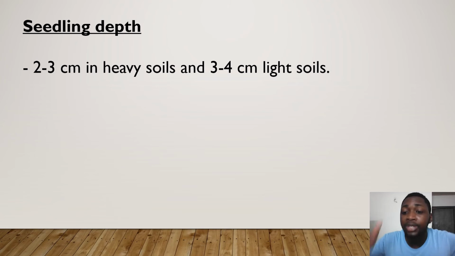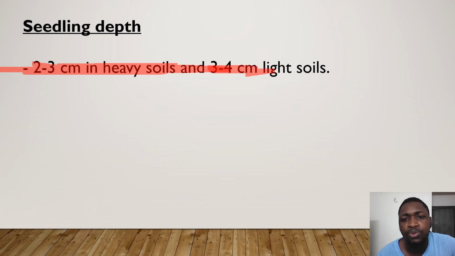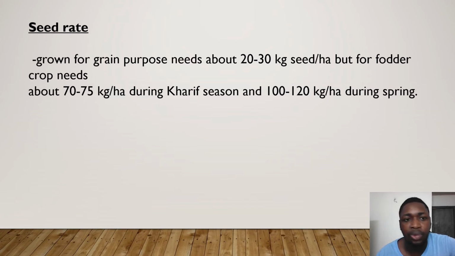So this is how deep we should put the soybean seed in the soil. 2 to 3 centimeters in heavy soils. Then it differs because we have heavy soils and we also have light soils. So in heavy soils, we should apply a depth of 2 to 3 centimeters. Then in light soils, that's 3 to 4 centimeters. That's the depth in soybean.